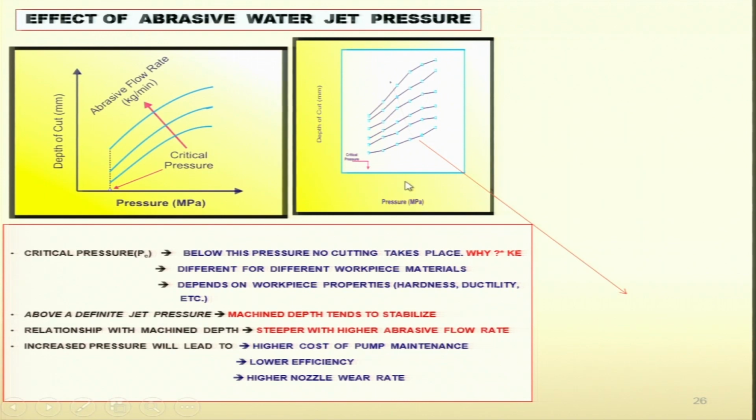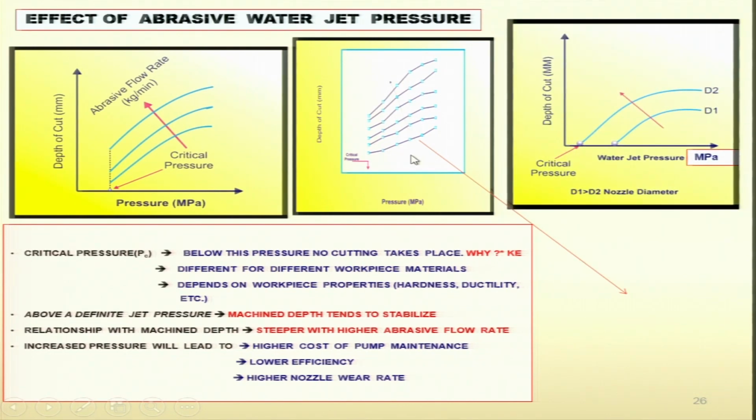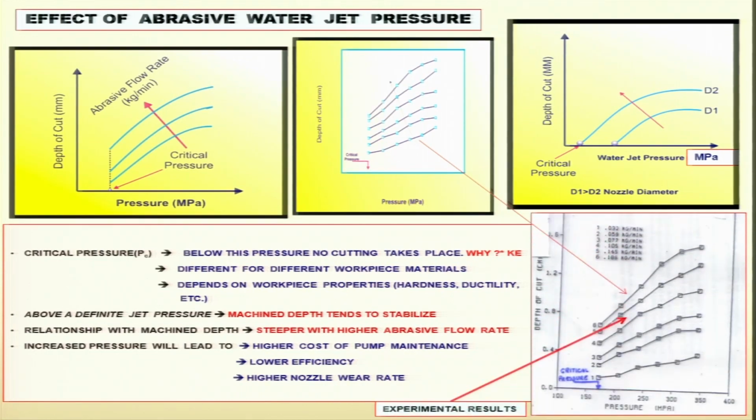This is another important chart. As pressure is increasing, these are the experimental points. As you can see here, depth of cut is also increasing. And you can see here, this is depth of cut, again water jet pressure separately, this is abrasive water jet pressure, and here you can see this is the critical pressure and this is another critical pressure, which is different for different nozzles, right? Because the area on which cutting is taking place is varying. So definitely water jet pressure has to be different.